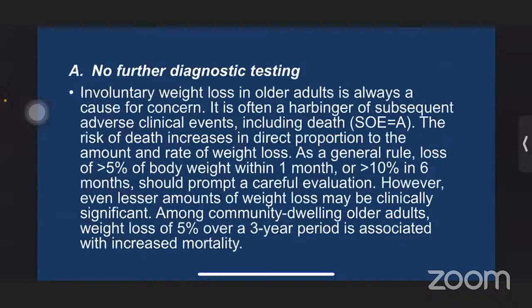As a general rule, loss of more than 5% of the body weight within 1 month or more than 10% in 6 months should prompt a careful evaluation. However, even lesser amounts of weight loss may be clinically significant, and it depends on each individual.